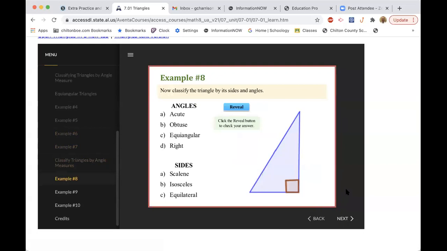So let's classify this one by its angles and by its sides. All right, I have a right angle, so that's going to make it a right triangle. These 3 sides appear to be different measurements, so that's going to make it scalene. So we have a right scalene triangle.